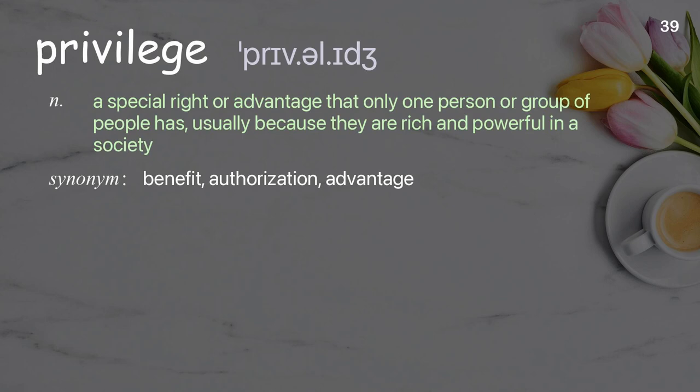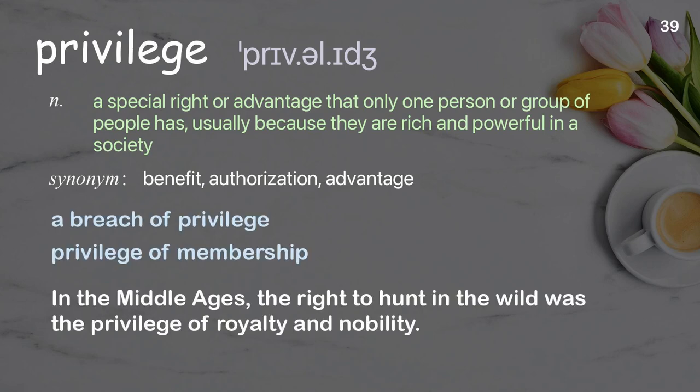Privilege. A special right or advantage that only one person or group of people has, usually because they are rich and powerful in a society. Examples. A breach of privilege. Privilege of membership. In the Middle Ages, the right to hunt in the wild was the privilege of royalty and nobility.